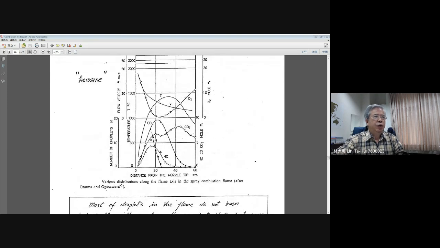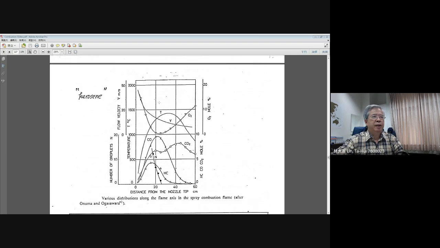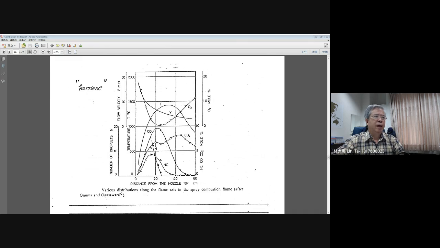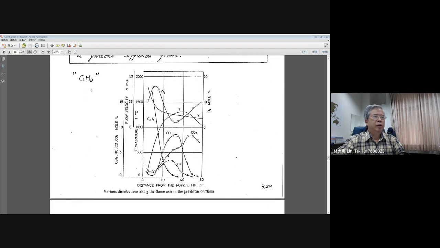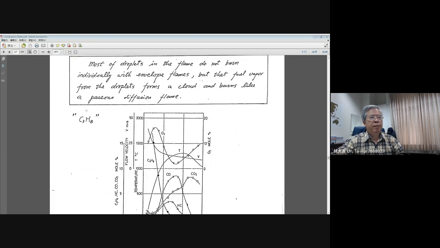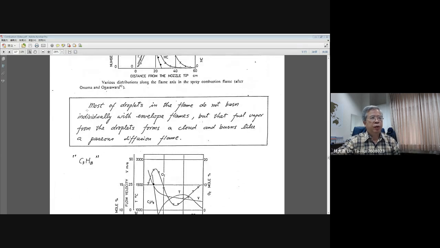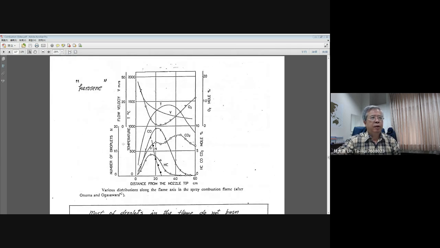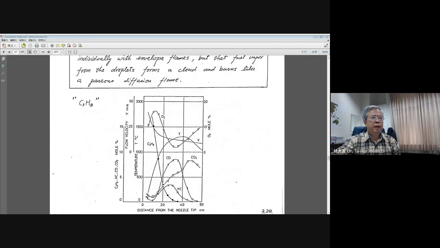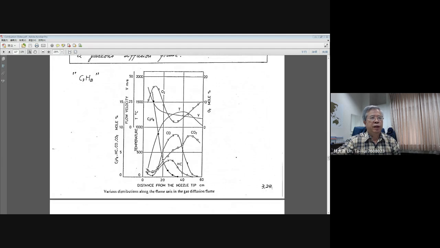They make some comparisons. The first one in this figure uses kerosene, as this is a liquid spray. They look at the characteristics of the kerosene spray flame, and in the lower figure they bring in another friend, the propane diffusion flame. Propane is a gaseous fuel, right? They give you a comparison of the burning characteristics between the kerosene spray flame in the upper figure and the propane gaseous diffusion flame in the lower plot.